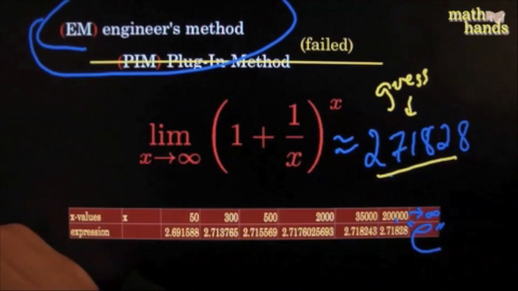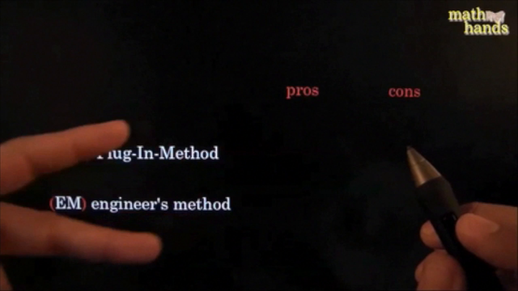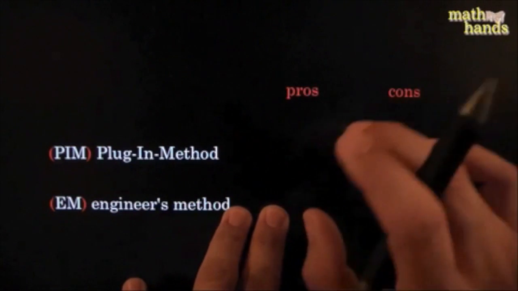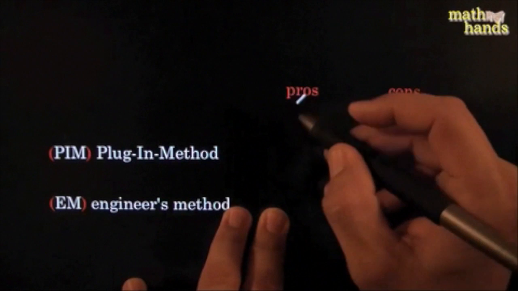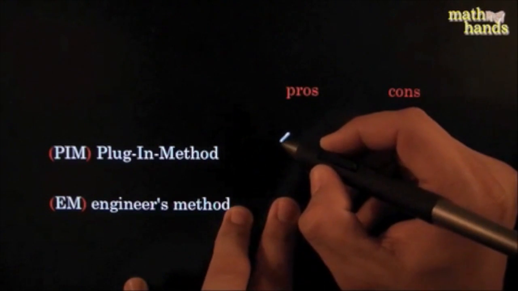And let's just finish up with a little summary of limits. We tried two different ideas, the plug-in method and the engineer's method. I want to just say a couple of words about the pros and cons. The plug-in method, the good thing is that it works so easily. It's fairly straightforward.